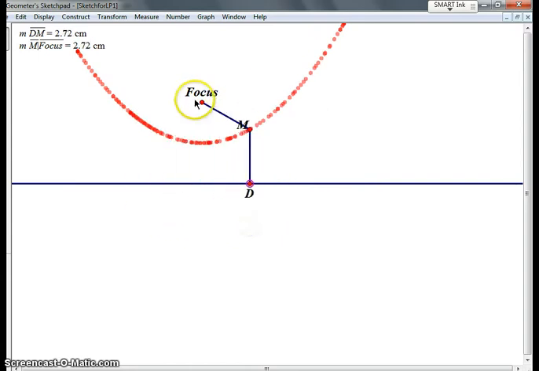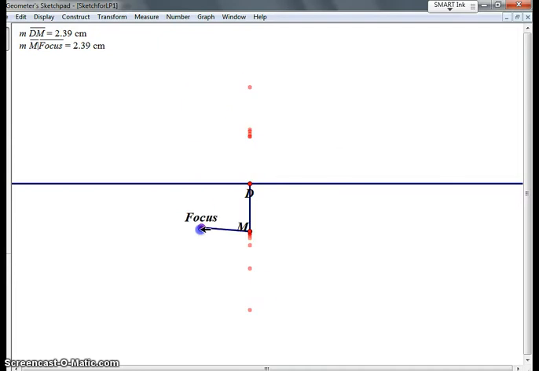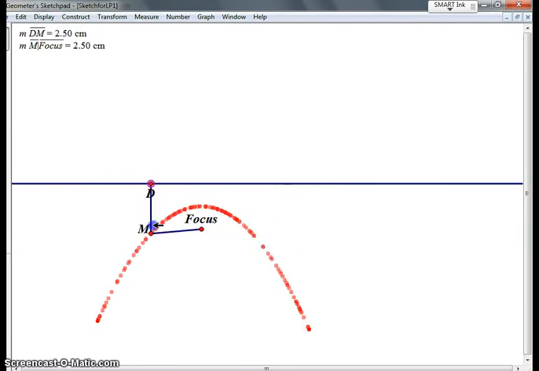Okay, so this is for when the focus is above the directrix. We can actually have cases where the focus is below the directrix. Now watch what happens when that happens. So when the focus is below the directrix, we have a parabola that opens down. Okay? So that point right there, that M, is creating a parabola that is equidistant from the focus and the directrix at every point. That's how parabolas are created.